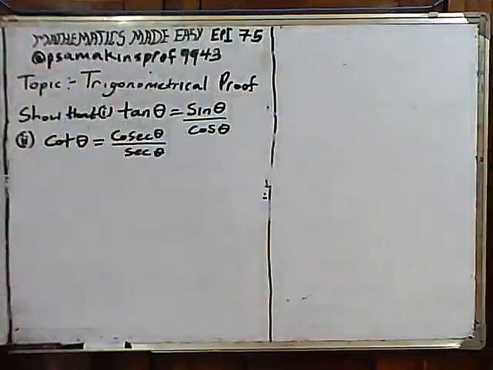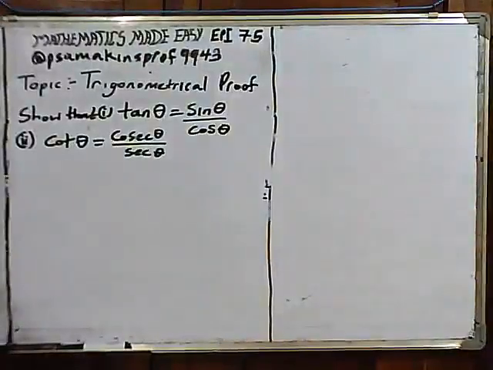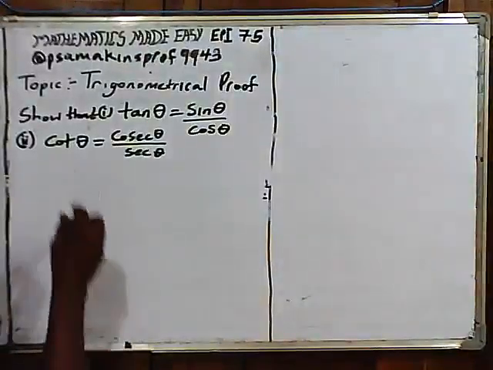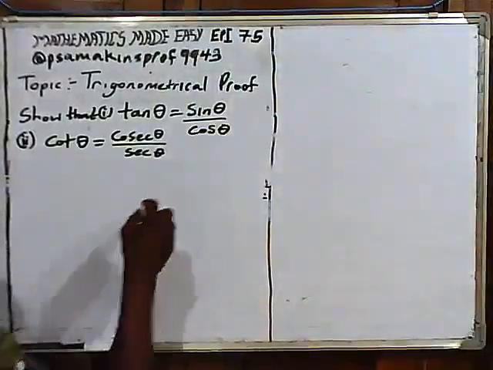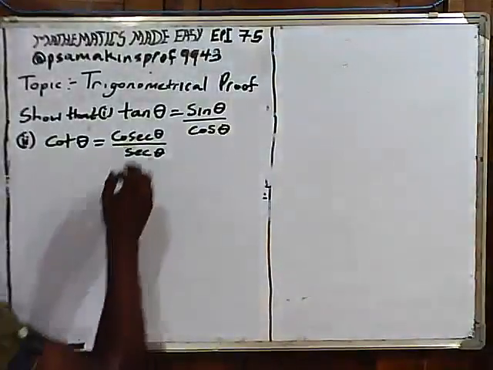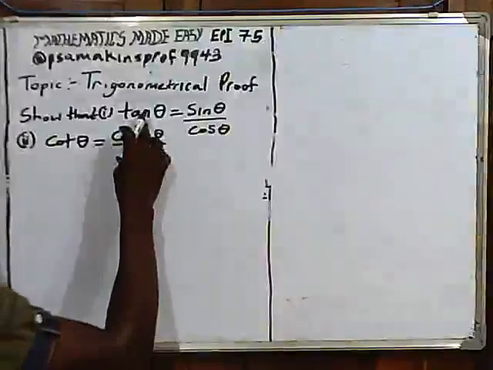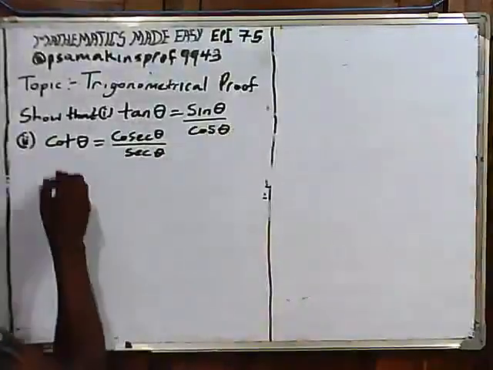We want to prove some trigonometrical functions. 1. Show that tan theta equals sin theta over cos theta. 2. Show that cot theta is cosec theta over sec theta. So we want to show that the left hand side is equal to the right hand side.